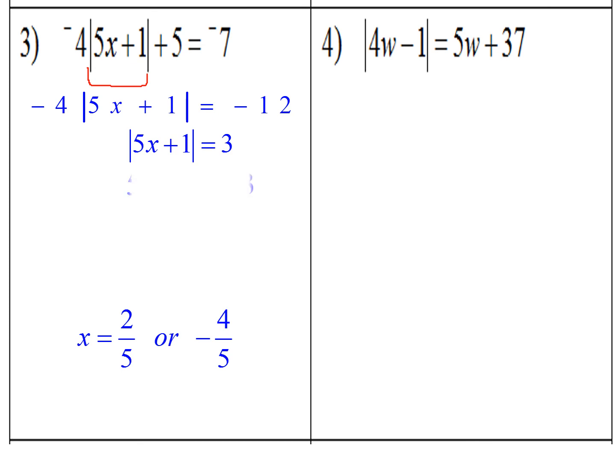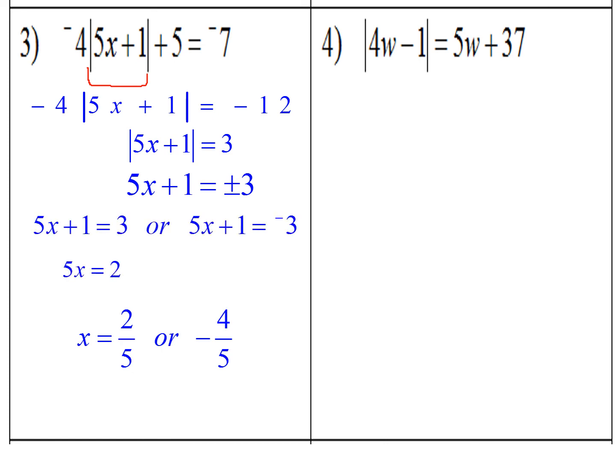Now we're ready to set up our two equations. 5x plus 1 is equal to plus or minus 3. Solve for both. We get x is equal to 2 over 5 and x is equal to -4 over 5. Checked it and it works.